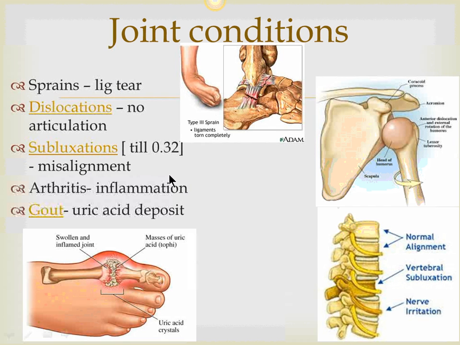Then we have situations in bones where the bones, which were normally articulating together at any particular joint, then cease to articulate because of some force or the other. So there is no articulation at all. Such a situation is known as a dislocation. So good examples where dislocations occur are this shoulder joint.